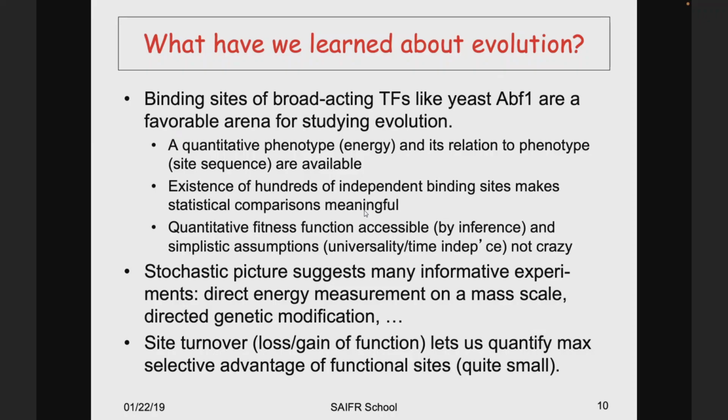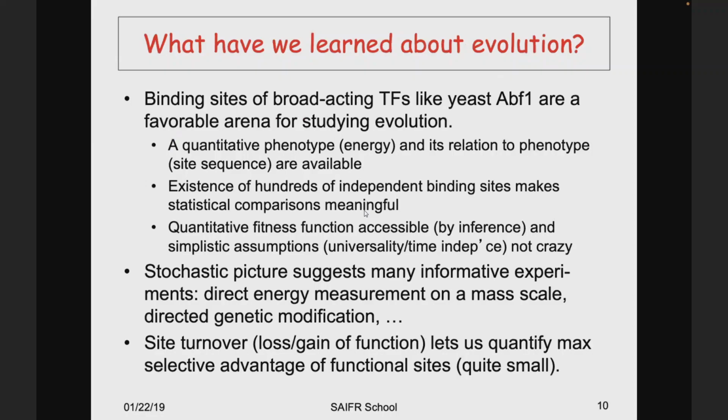And so this makes statistical comparisons meaningful, and the quantitative fitness function is accessible by inference, and some simplistic assumptions are not guaranteed to be 100% true, but they're plausible and they're not crazy. Okay, so the stochastic picture suggests many informative experiments. We could do direct energy measurement on a mass scale. We could do directed genetic modification.